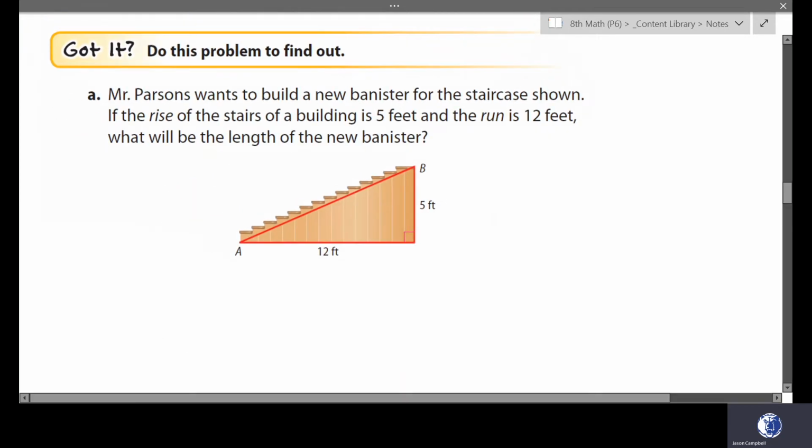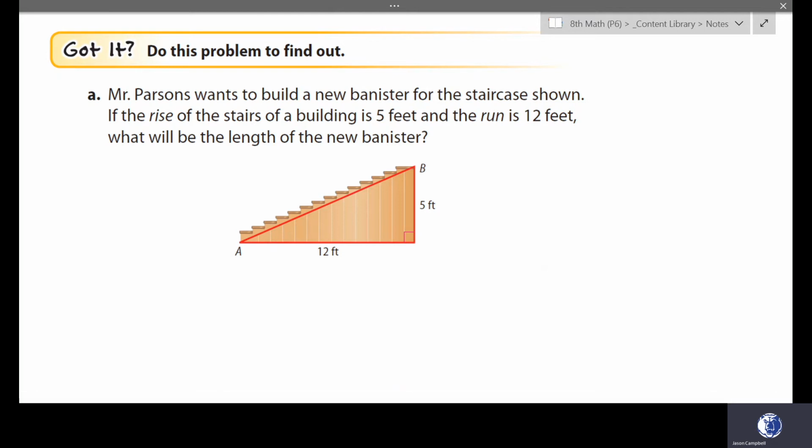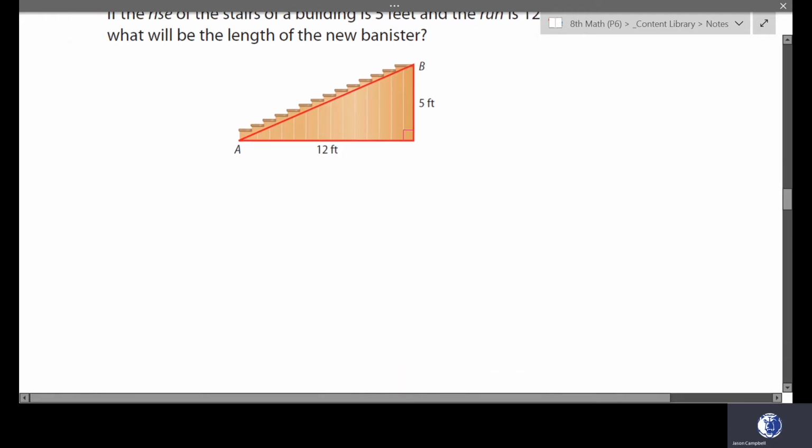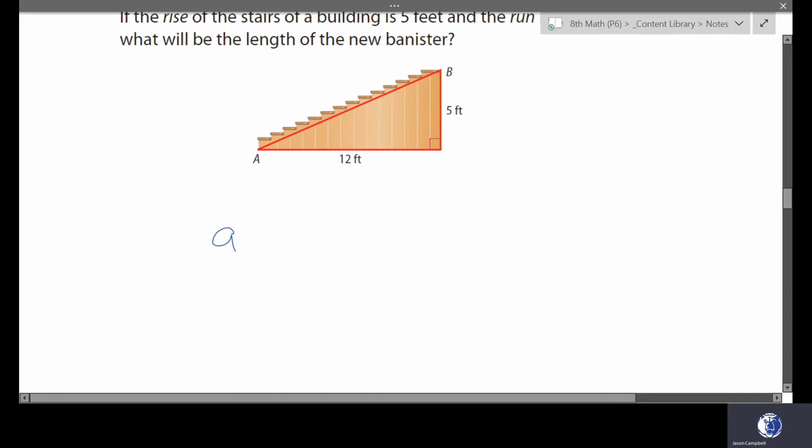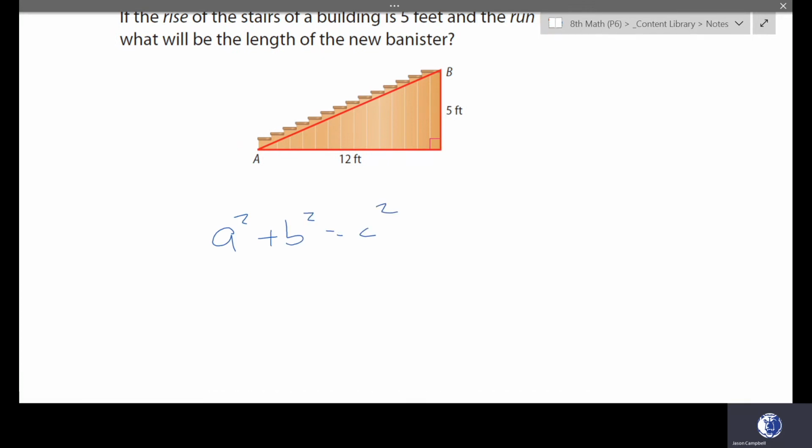Got It A says, Mr. Parsons wants to build a new banister for the staircase shown. If the rise of the stairs of a building is 5 feet and the run is 12 feet, what will be the length of the new banister? All right, so we can use the Pythagorean theorem. A squared plus b squared equals c squared. And it looks like we know the two legs. So 5 squared plus 12 squared is equal to c squared.